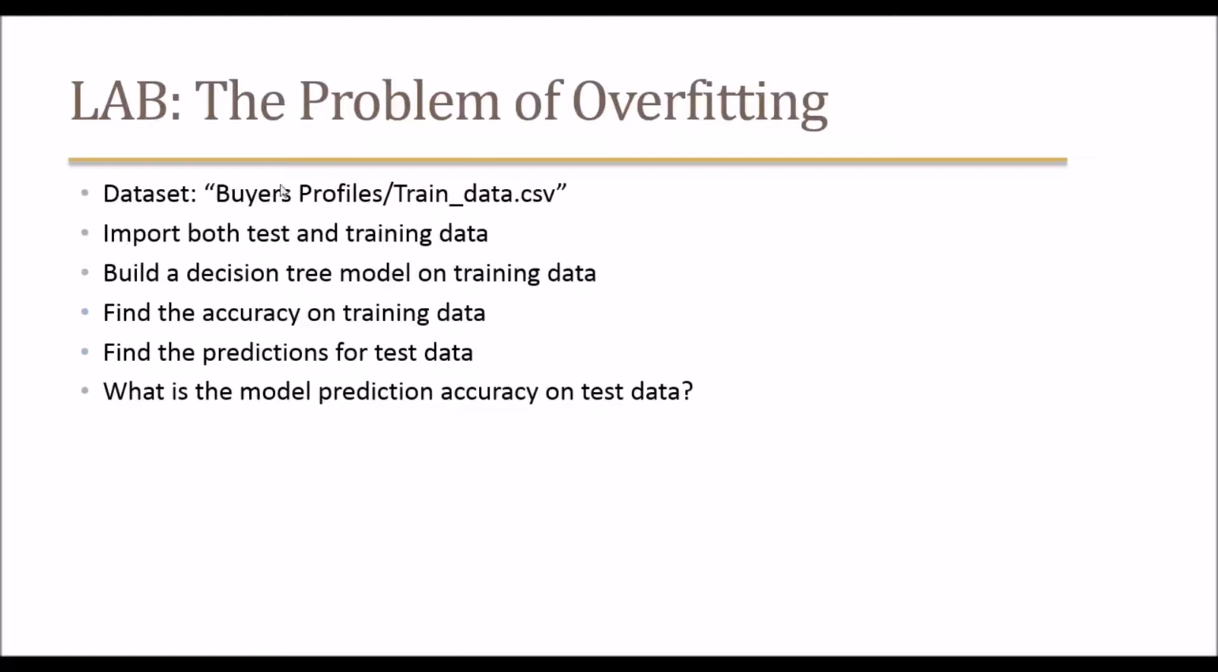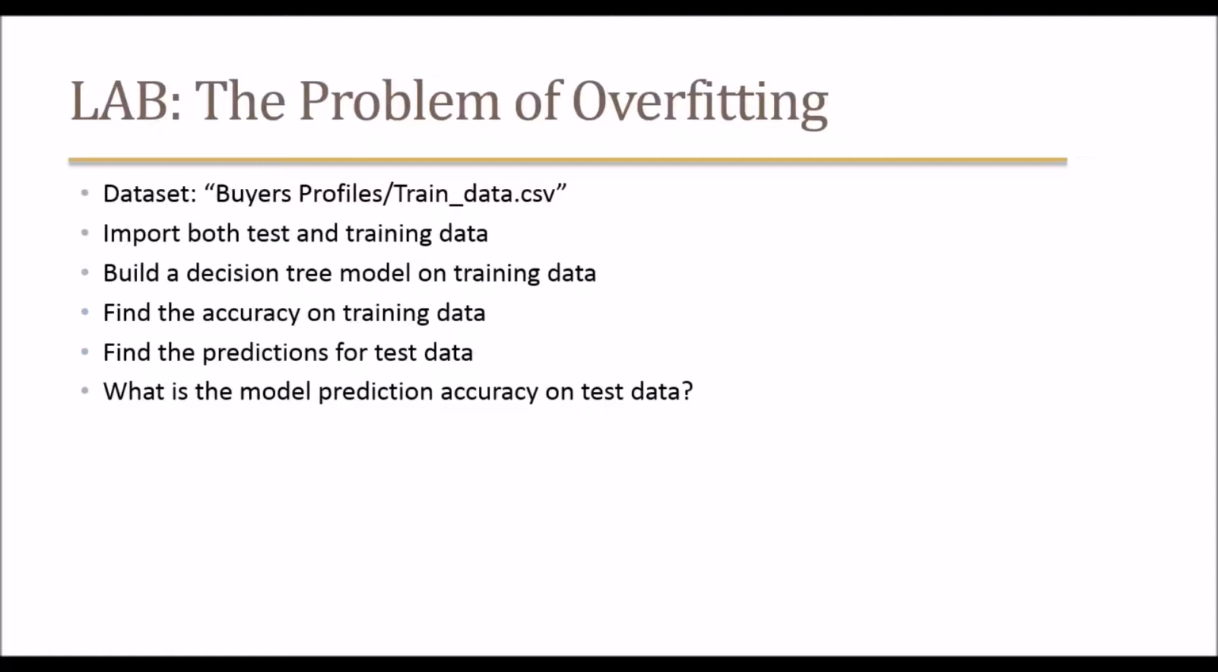We'll use the buyer profiles data, fit a decision tree on it, and then try to observe what exactly is overfitting. We need to import both test and training data. First we build a decision tree model on the training data, then find the accuracy on the training data. The test data is similar to the training data; it is just to see how accurate our model is on a different data set, a similar but slightly out of time data, which is not exactly the same as the training data but belongs to the same population of buyers.